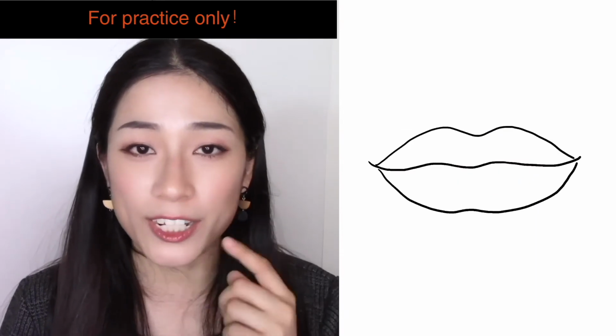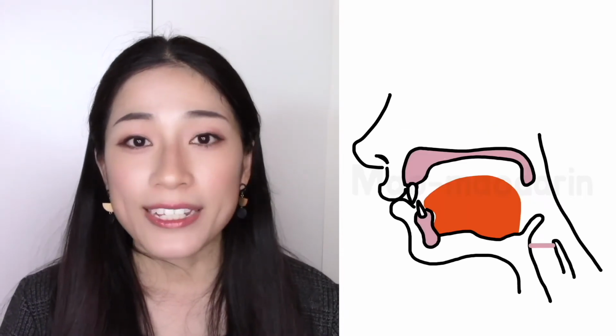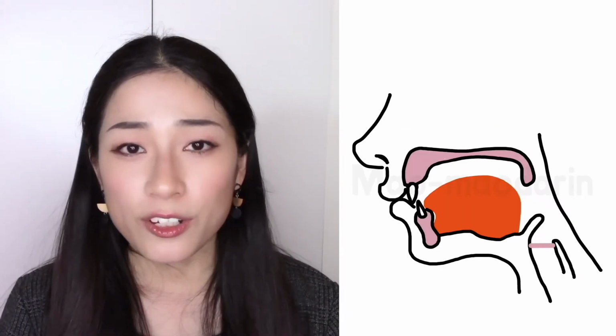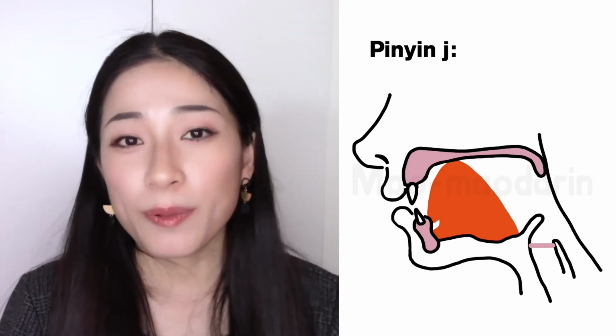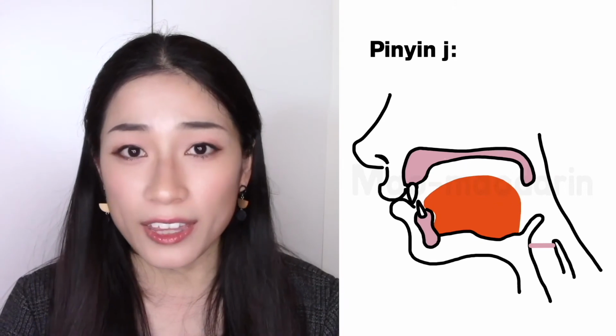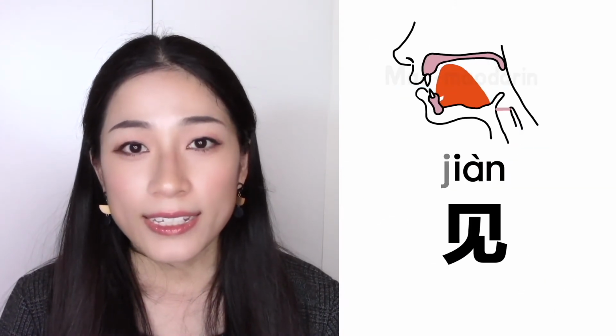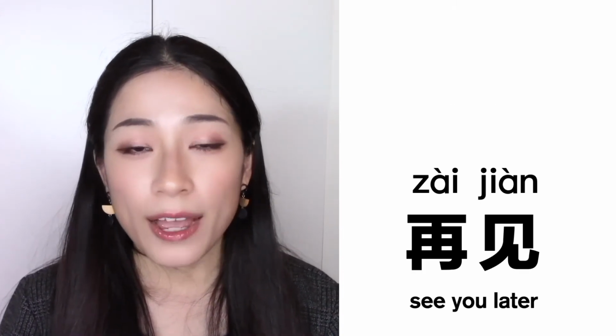The difference between these 2 sounds is not only the vocal cords, but also the lips and the tongue positions. To pronounce the pinyin sound, your tongue should not be moving like this. It should be always placed behind your lower front teeth. 见, 再见, instead of 再认.